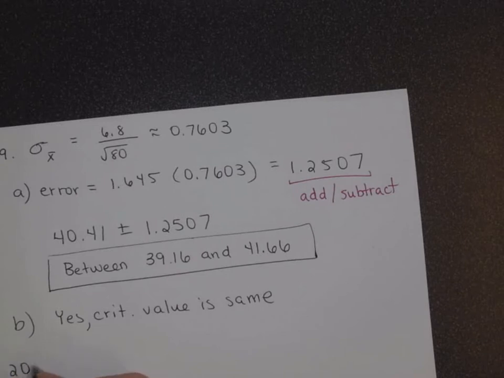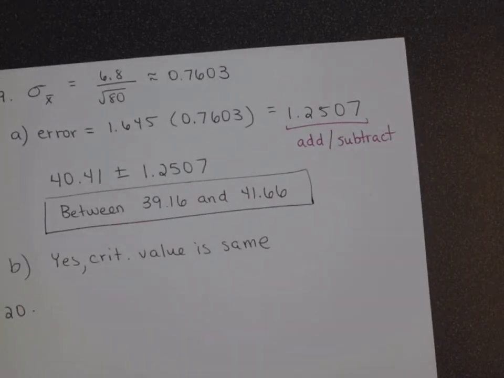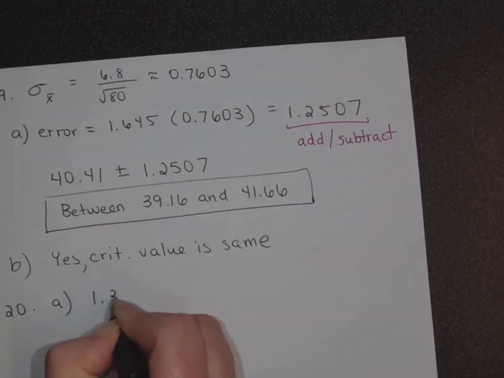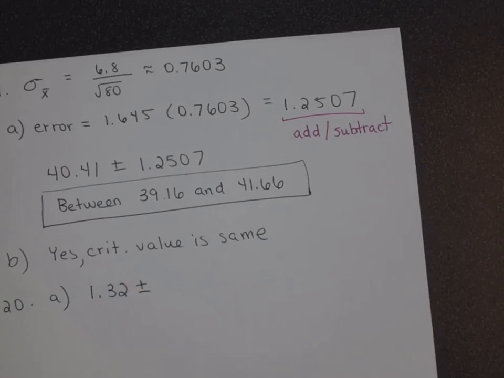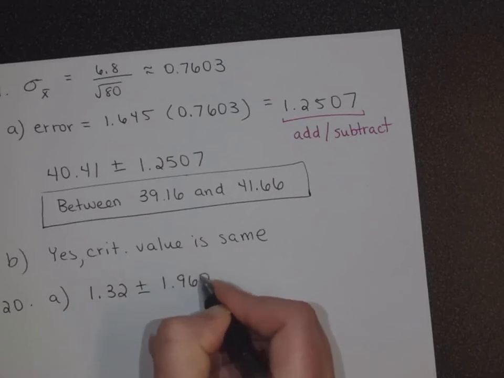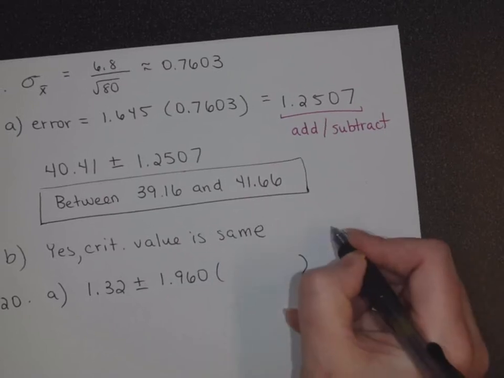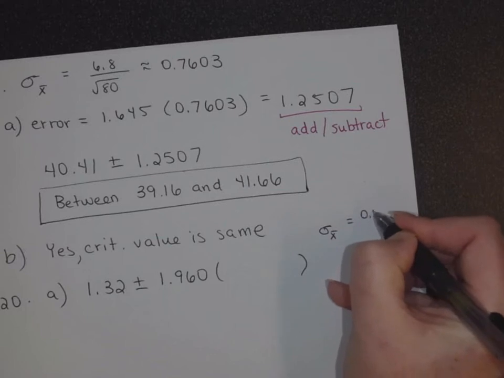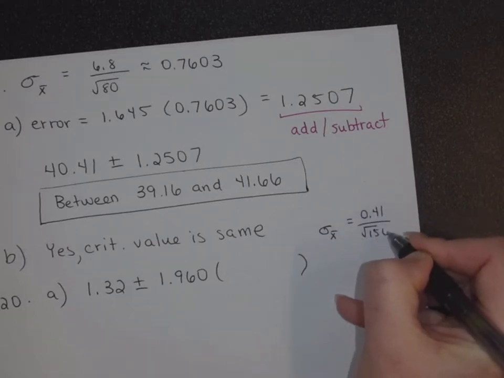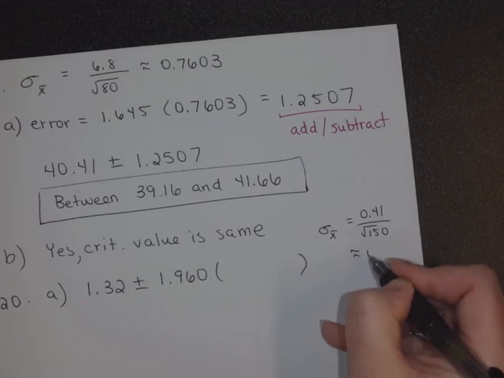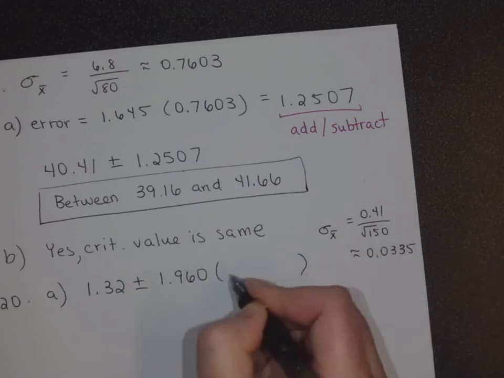Okay, number 20. We just got a few more to go. So construct a 95% confidence interval. So I'm just going to do it kind of in one fell swoop. So here's what we expected it to be, give or take something. Okay, and how you find that is for 20A, a 95% confidence interval, the critical value is 1.96. And then we need to know what the standard deviation of the x bars is. So we still need to figure that out. So it's 0.41 divided by the square root of 150. So we end up getting this.